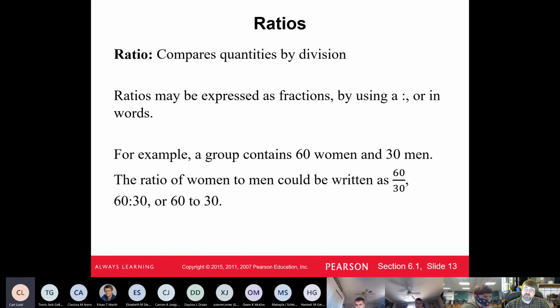We could also express them using a colon, the two dots, one over another, or using words. All of those are used as ways to express ratios. So for example, if there is a group of 60 women and 30 men, we could write the ratio of women to men as a fraction, 60 to 30. We'd still read it 60 to 30. We could write it with a colon and we would still read this 60 to 30. Or we could write it with the word to, 60 to 30. Any of those ways represent a ratio.